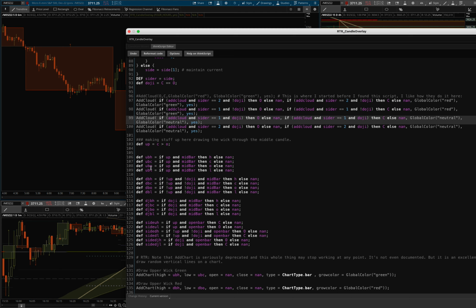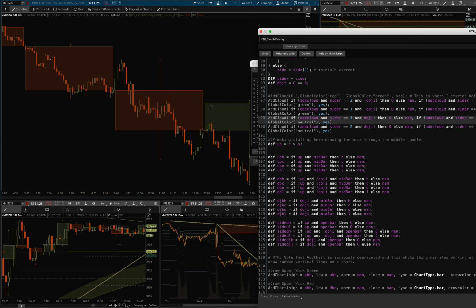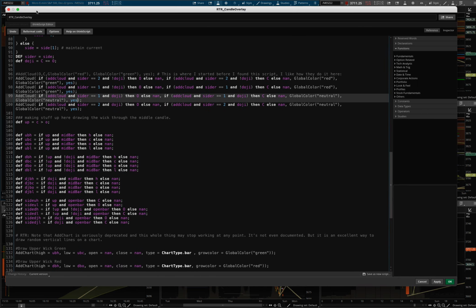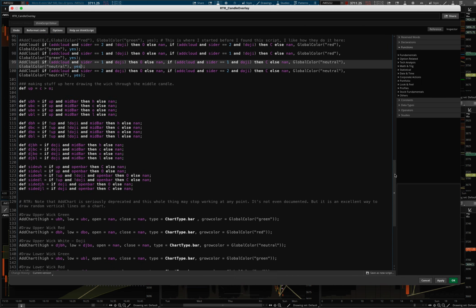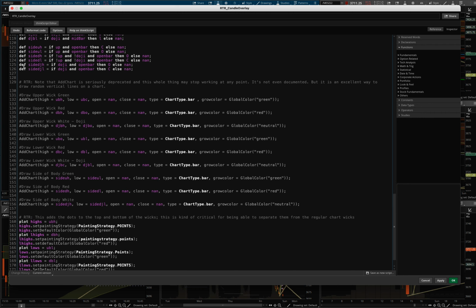So at this point, if this is all we had and we didn't have any of this AddChart stuff, we would just have a cloud that had an upper and lower border just like this, that was the right color and the right distance. So what we want is to have these wicks drawn in, and then the sides to make it look like a candle. And that's this kind of neat deprecated function, this AddChart function, which I didn't change any of this. I mean, this is exactly how this thing works.